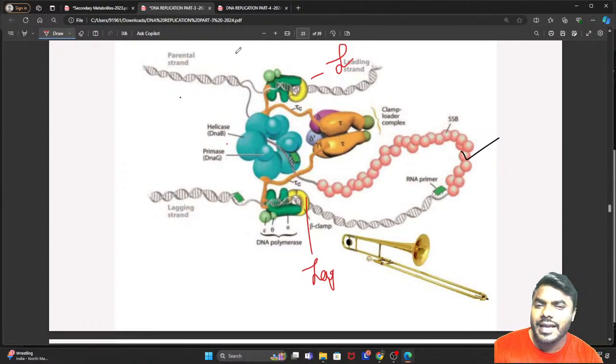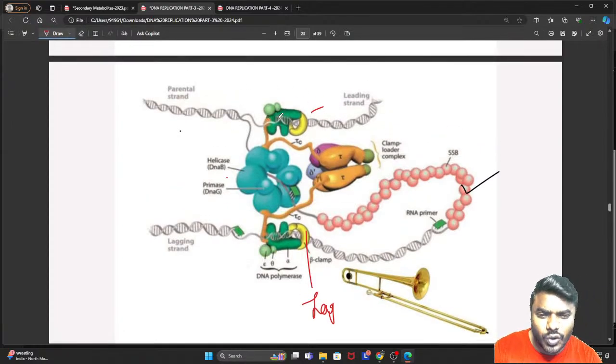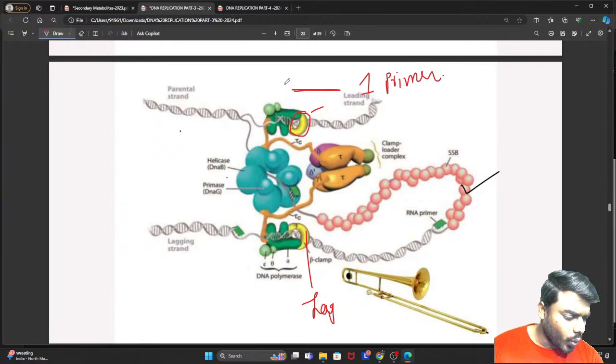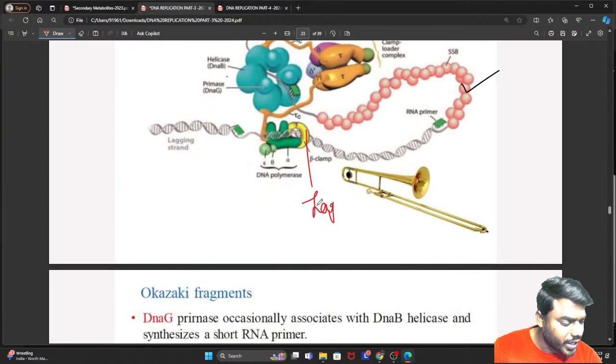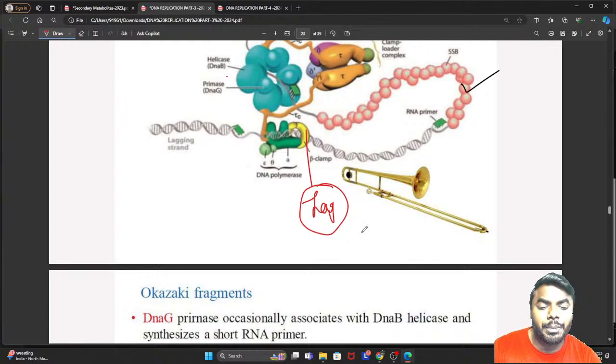Always remember, friends, in case of a leading strand, all the students listen, in case of a leading strand, we add only one beta clamp. Because in case of a leading strand, we will add only one primer. I believe every student is getting my point. In the leading strand, we are adding only one primer. Hence, one beta clamp is sufficient over there, which increases the processivity of the DNA polymerase, then the process will occur continuously. But when you look into the lagging strand, we require multiple beta clamps.